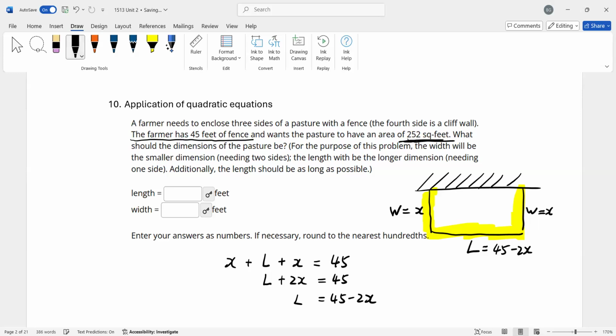It's important that you point out at the beginning of the solution: let x be the width. It's important. You assign x to be the width, then you have to keep the consistency for the rest of the solution. Then 45 minus 2x is the length.